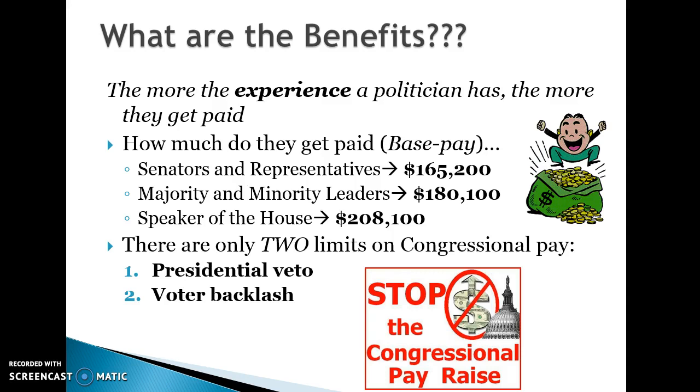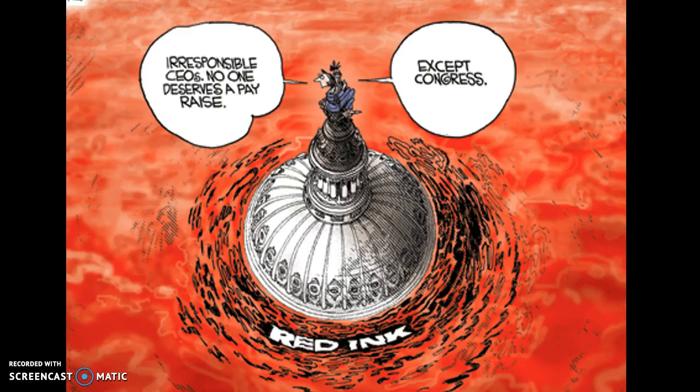Now, if you're in Congress, you get together with 535 other people and you vote on how much you get paid, which is kind of nice. But like I said, if voters get mad, they can vote you out of office, or if the president thinks it's unfair, then he can veto a law.